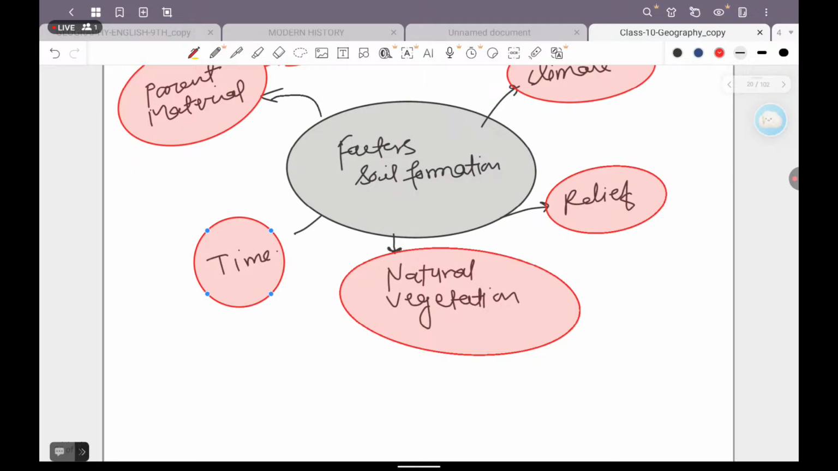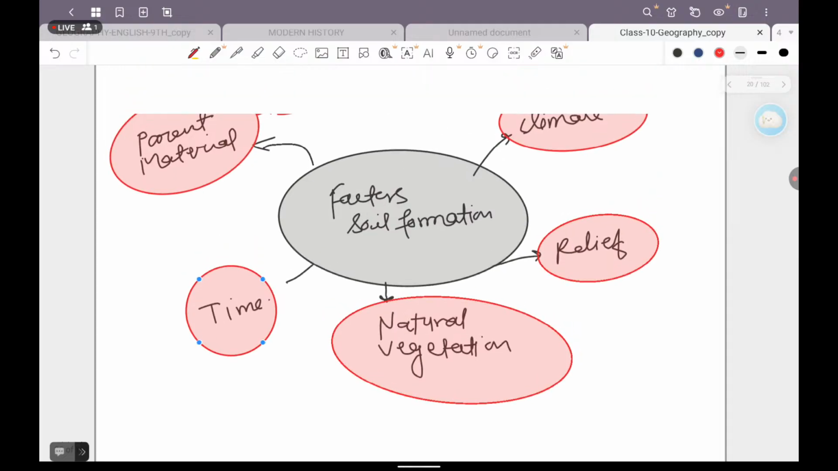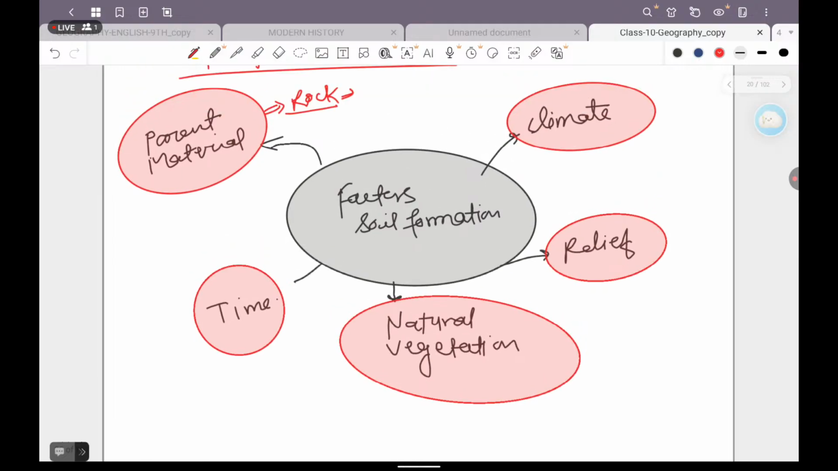it is also a deciding factor, because soil formation does not happen in one year, but it takes millions or thousands of years to form the soil. So these are the important factors that lead to the formation of the soil.